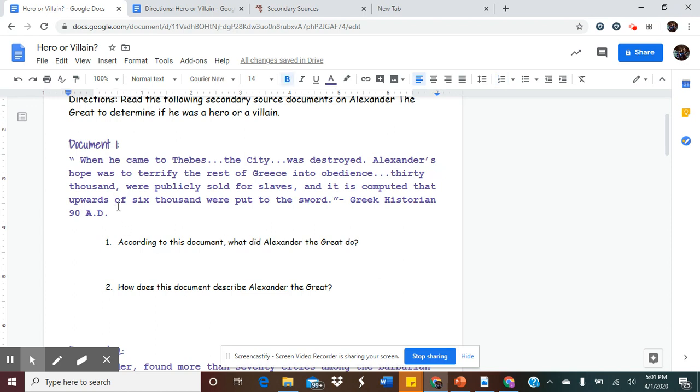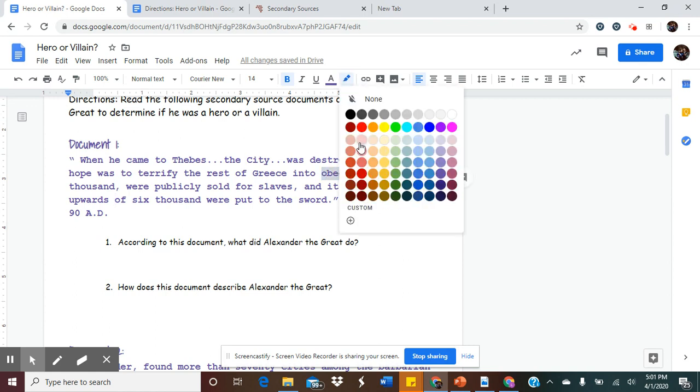When he came to Thebes, the city was destroyed. Alexander's hope was to terrify the rest of Greece into obedience. 30,000 were publicly sold for slaves, and it is computed that upwards of 6,000 were put to the sword.